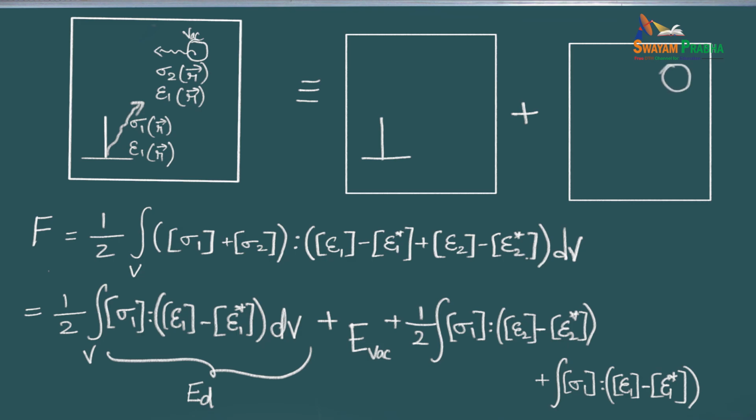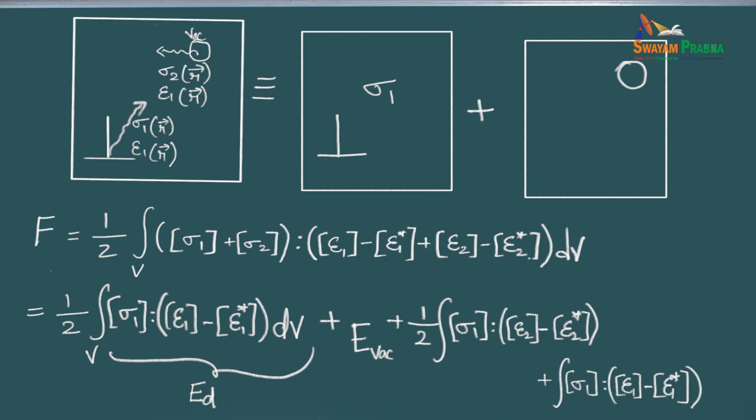Because the elasticity is linear, I can compute the stress field created by the dislocation without the solute. That would be sigma 1 and epsilon 1, as if the dislocation was completely alone. And on the other side, I can compute sigma 2 and epsilon 2 for the vacancy, as if there were no dislocations. Then I get the two, and both will interact through these terms.